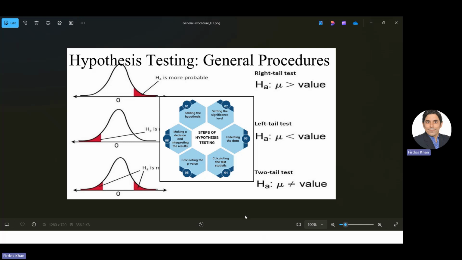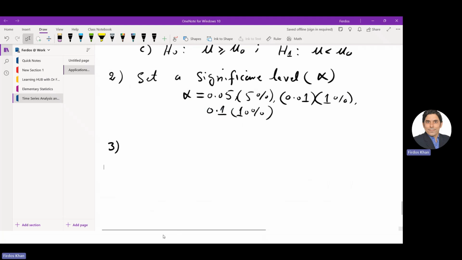And now we calculate the test statistic. So let's see. Now the test statistic: decide about the test statistic.